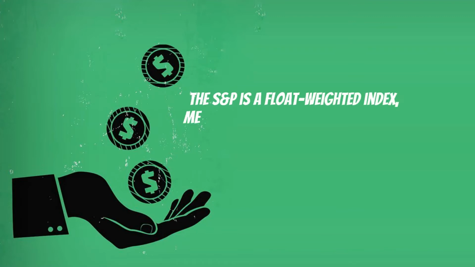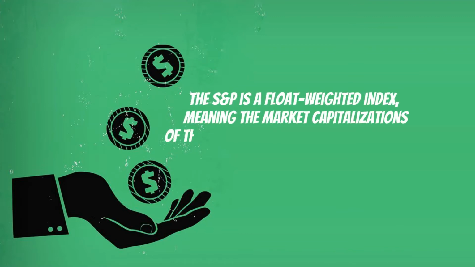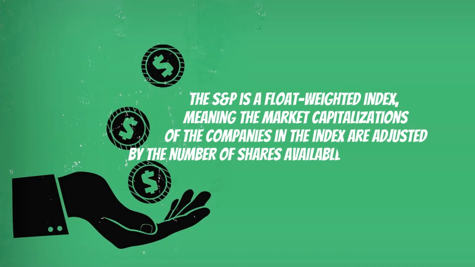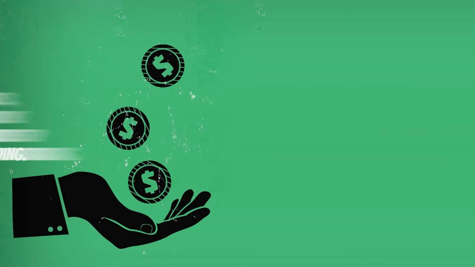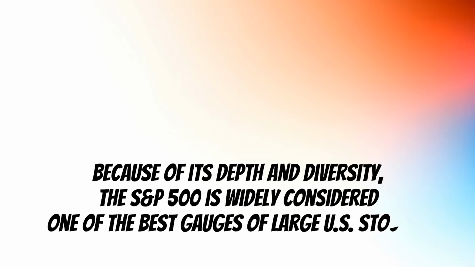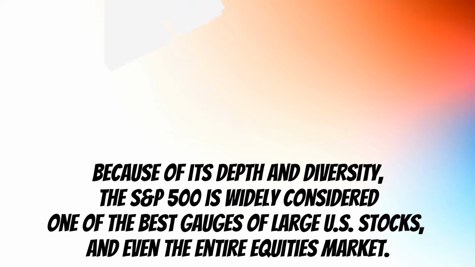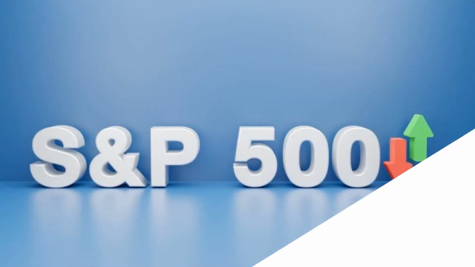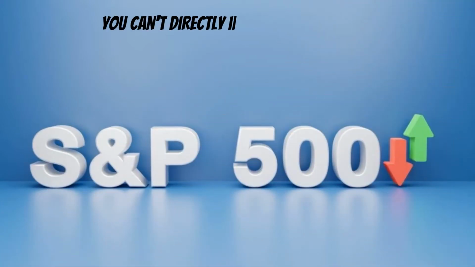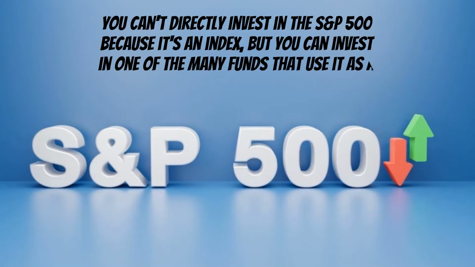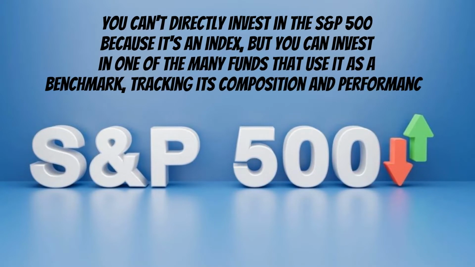The S&P is a float-weighted index, meaning the market capitalizations of the companies in the index are adjusted by the number of shares available for public trading. Because of its depth and diversity, the S&P 500 is widely considered one of the best gauges of large U.S. stocks and even the entire equity markets. You can't directly invest in the S&P 500 because it is an index, but you can invest in one of the many funds that use it as a benchmark, tracking its composition and performance.